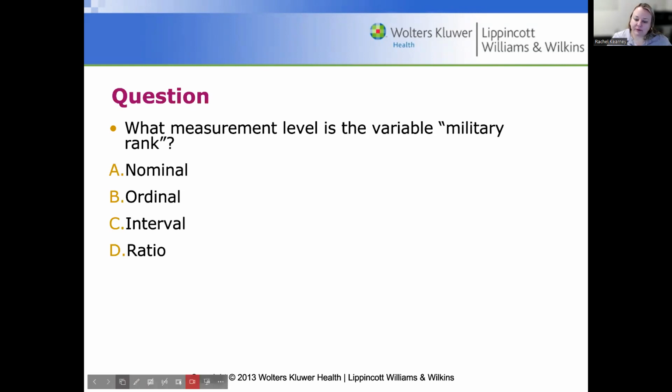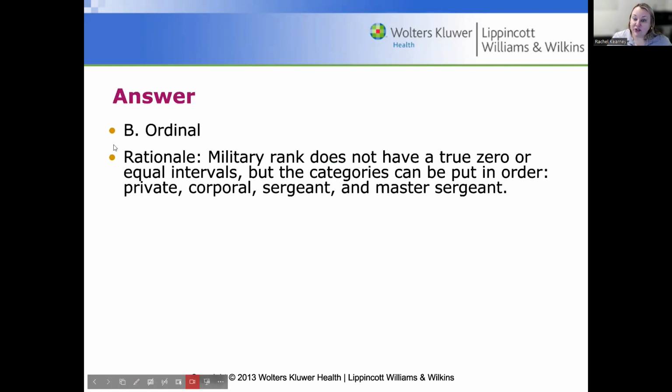So the answer is ordinal. Military rank doesn't have a true zero or equal intervals, but the categories can be put in order. So you move from a private to a corporal to a sergeant, and a master sergeant is the highest level. So that would be an ordinal variable. If you chose nominal, that may be something that you considered. The reason it's not nominal is because there is a ranking of the categories. Even though they're not equal intervals, you can put them in a ranking order.